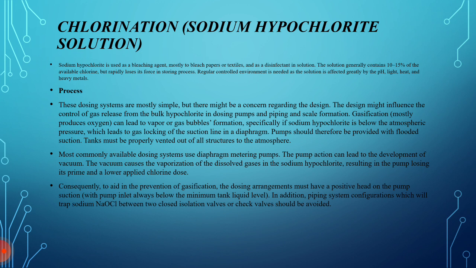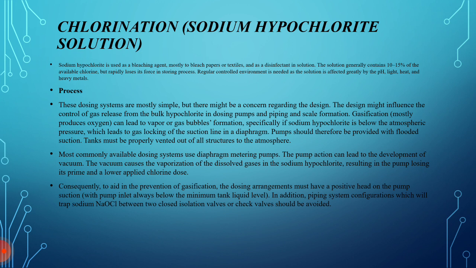Those dosing systems are mostly simple, but there might be a concern regarding the design. The design might influence the control of gas released from the bulk hypochlorite in dosing pumps and piping, and scale formation. Gasification, which mostly produces oxygen, can lead to vapor or gas bubble formation, specifically if sodium hypochlorite is at below atmospheric pressure, which leads to gas locking of the suction line in a diaphragm pump.